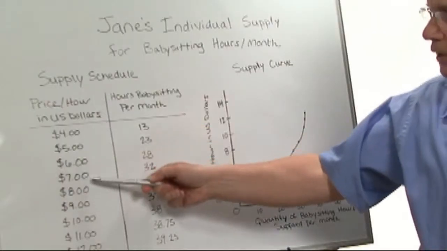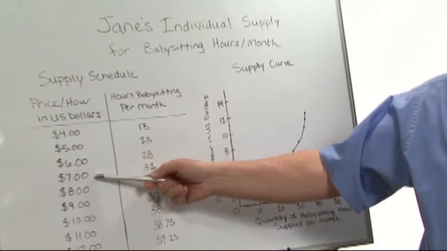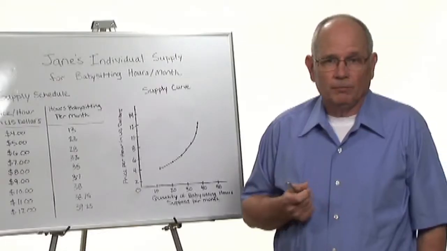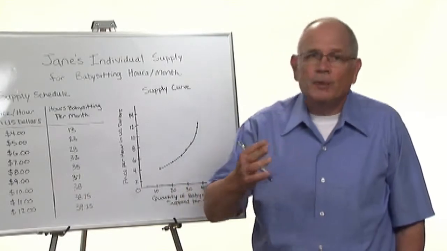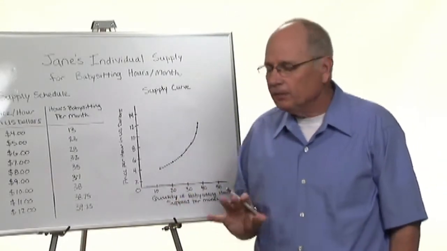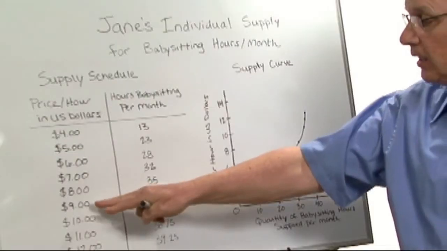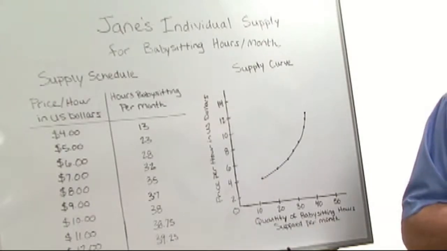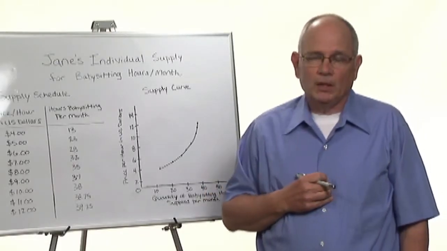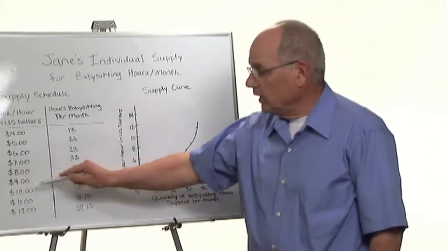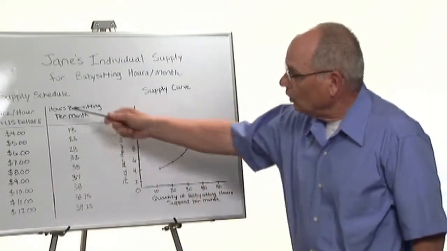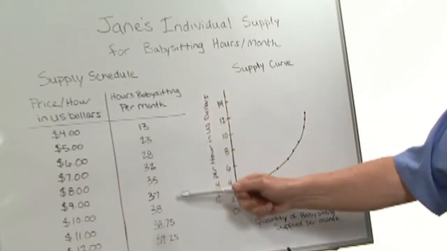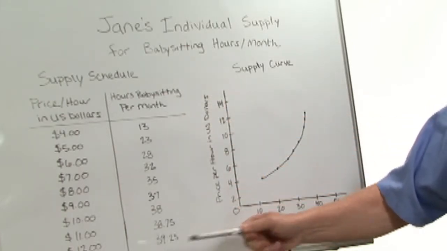But if we increase the price of babysitting to $7 an hour, well, hey, Jane would be okay with babysitting 32 hours a month. She'd give up maybe a TV show, but not hang out as much with her friends, that type of thing. But man, if we start getting up to $9 an hour, she'd babysit 37 hours per month. She'd be willing to give up some time over the weekends, hang out a little bit less with her friends if she could get $9 an hour. So we see that the law of supply applies. As the price of babysitting increases, the quantity of hours that Jane is willing to babysit also increases.